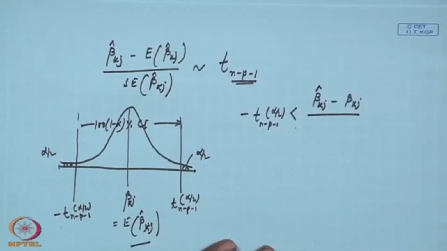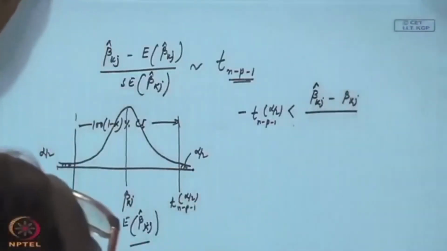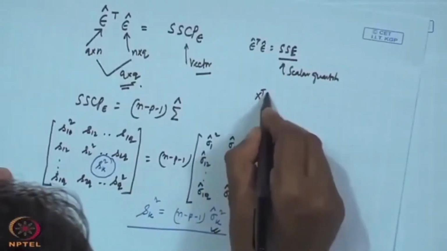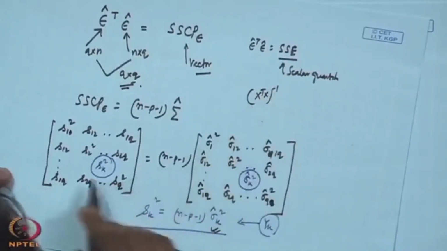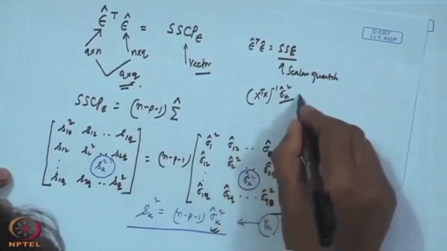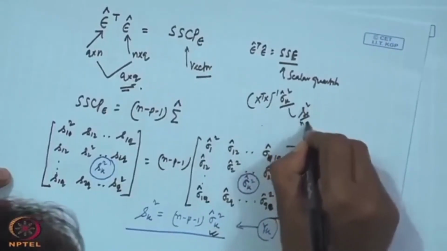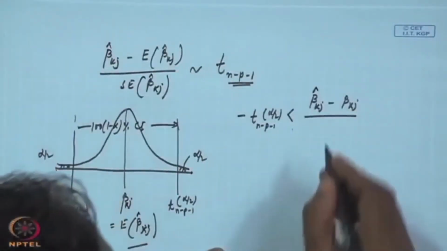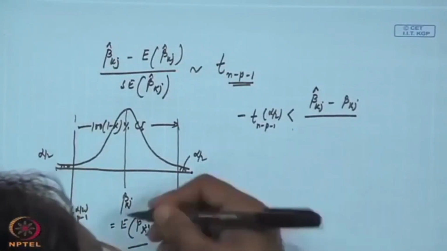X transpose x inverse sigma k square, we found out sigma k square is nothing but AC square by n minus p minus 1. So, you can write down, I think I have given somewhere here, that x transpose x inverse then your sigma k cap square, which will become AC square by n minus p minus 1, correct. So, that value will come here.